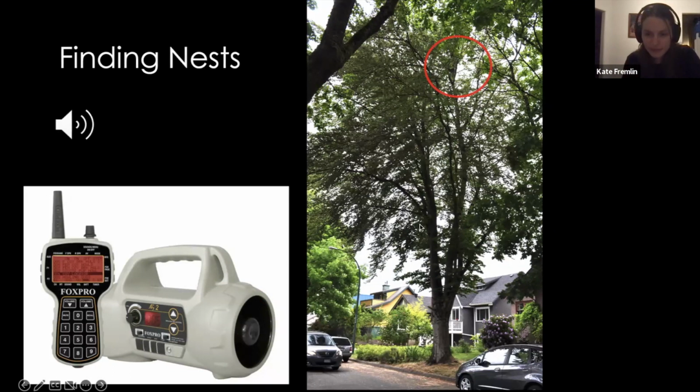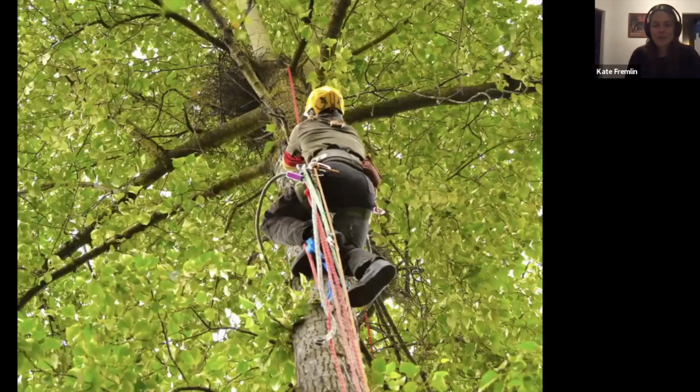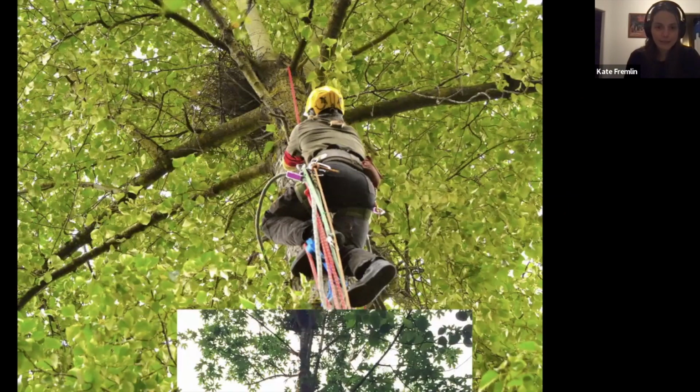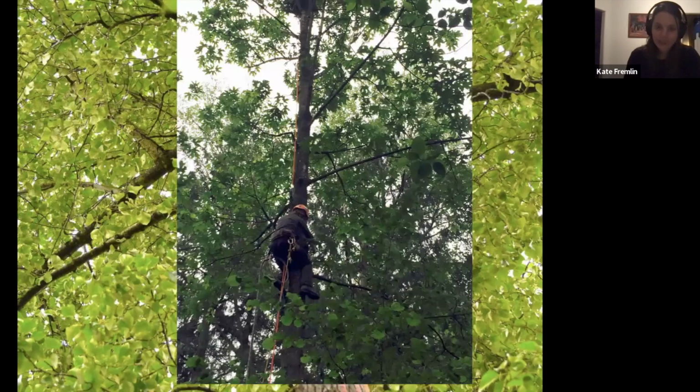I believe this is somewhere in Vancouver. It might be Yukon Street. I can't quite remember. Then we would climb into the nest. I would either hire a climber or we would use a bucket truck to collect one egg from the nest. And I also wanted to participate in this, so I also climbed one tree to collect an egg myself as well.